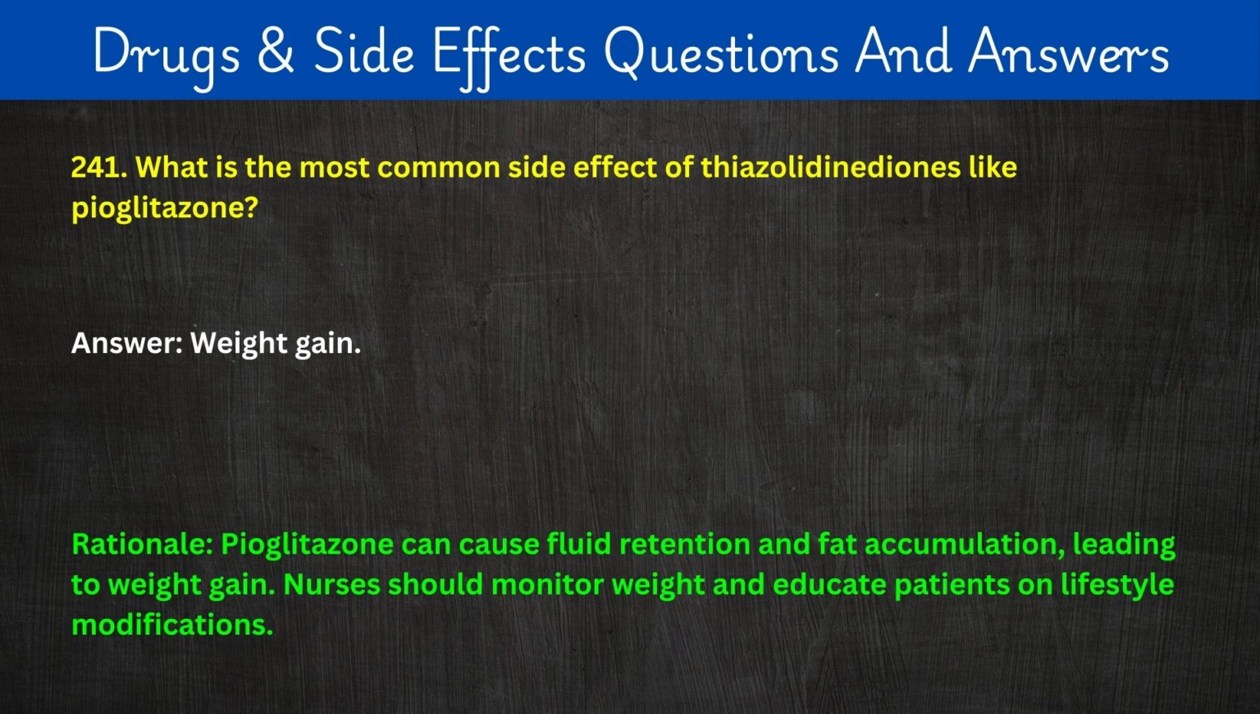241. What is the most common side effect of thiazolidinediones like pioglitazone? Answer: weight gain. Rationale: pioglitazone can cause fluid retention and fat accumulation, leading to weight gain. Nurses should monitor weight and educate patients on lifestyle modifications.